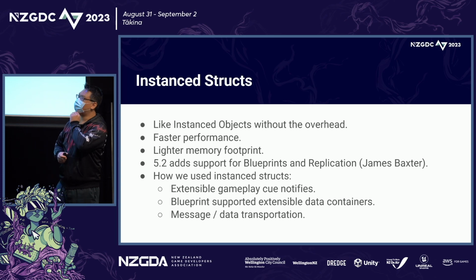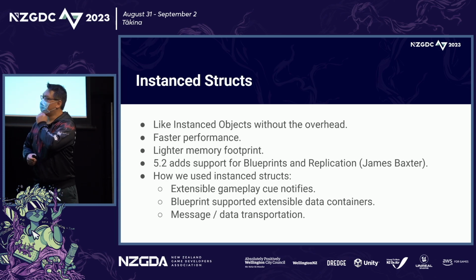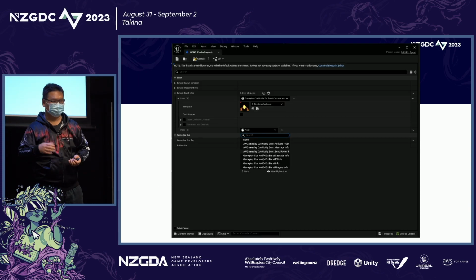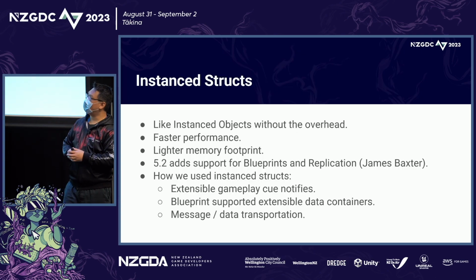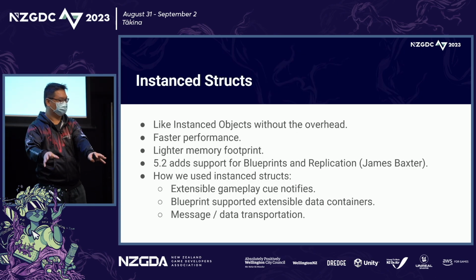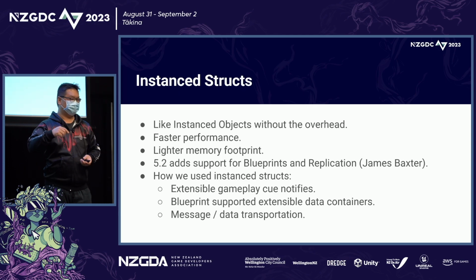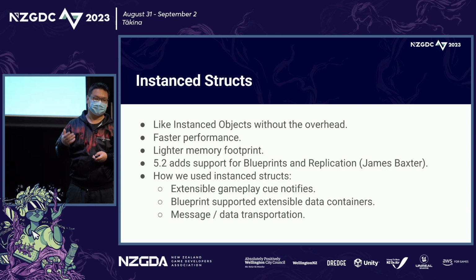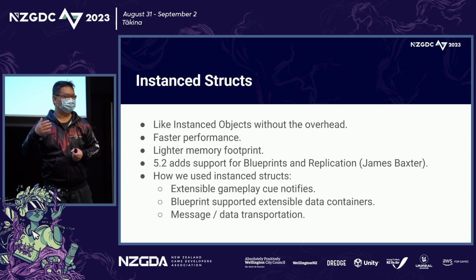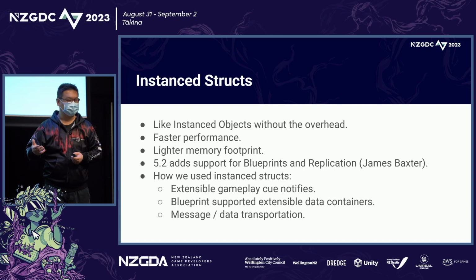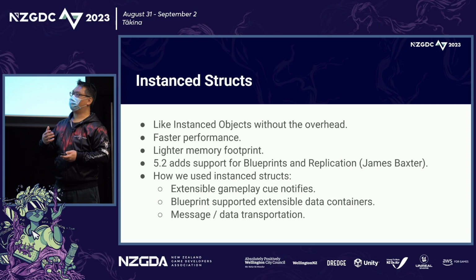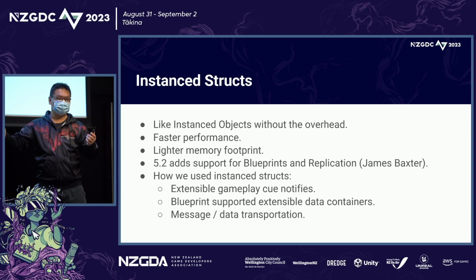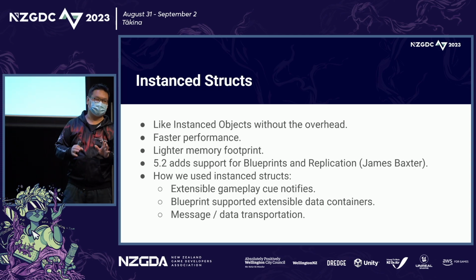So how do we use these instance structs? Well, we use them for extensible gameplay cue notifications. So this is another system where, when a projectile hits the ground or something in the world, it will say, I want to run bits of code, or I want to execute these instance structs. And these instance structs will say, okay, I should be playing a sound, or I should be spawning a particle effect, I should be running some blueprint code, or I should be executing or opening something in the world, or something along those lines. And we can extend it for all kinds of things.